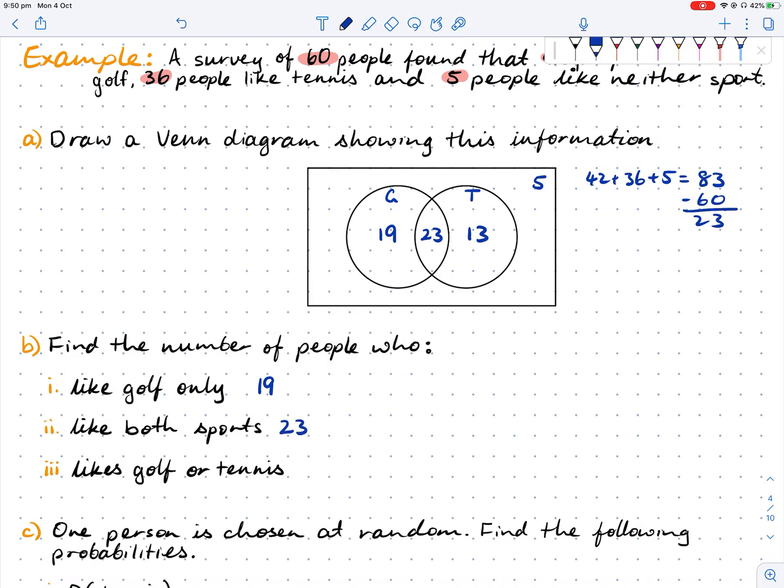And then the last one likes golf or tennis. That's going to be everyone inside of those circles. So we're going to add these numbers together. So 19, 23, and 13. That's going to give us 55 people. Or another way we could have worked it out is the complement, so the opposite of the 5. So we had 60 people altogether. If 5 people don't like any sports, then 55 people must like one or the other.